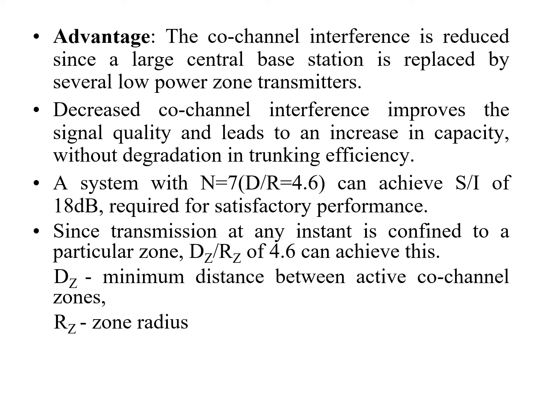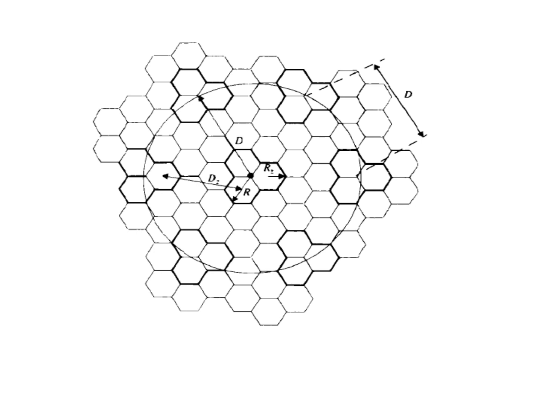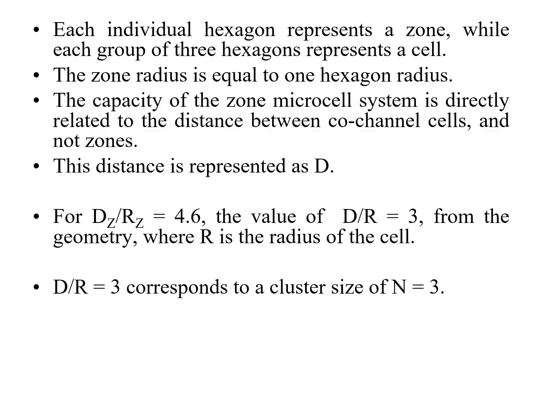A system with N equal to 7, that is D by R ratio equal to 4.6, can achieve the S by I of 18 dB required for satisfactory performance. Since transmission at any instant is confined to a particular zone, DZ by RZ of 4.6 can achieve this. DZ is the minimum distance between active co-channel zones and RZ is the zone radius. The distances D, DZ, R and RZ are shown in the figure. Each individual hexagon represents a zone, while each group of 3 hexagons represents a cell. The zone radius is equal to 1 hexagon radius.